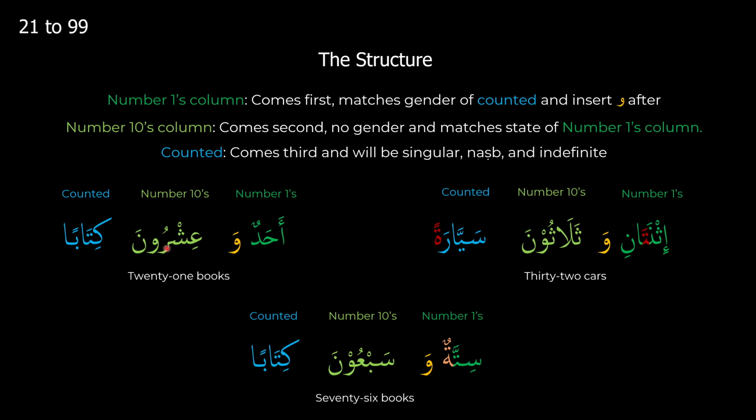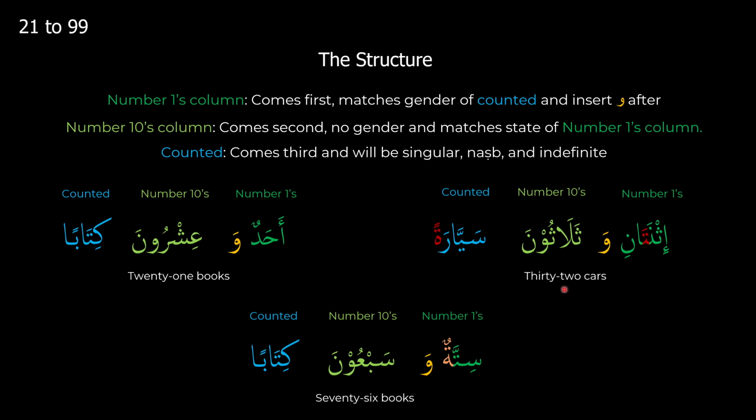And again, no gender, and it's going to match the state of the number in the ones column. So this is rafa. So this is also going to be rafa. And that's why we have the una ending for 20. So this is 21 together. And then we finally have the counted, which is kitaban, and this is going to be in singular, nasb, and indefinite.